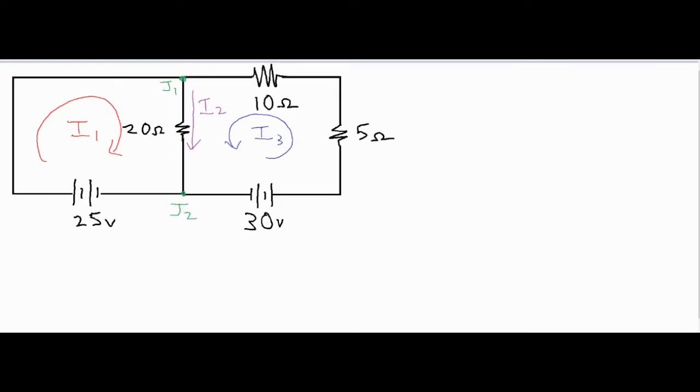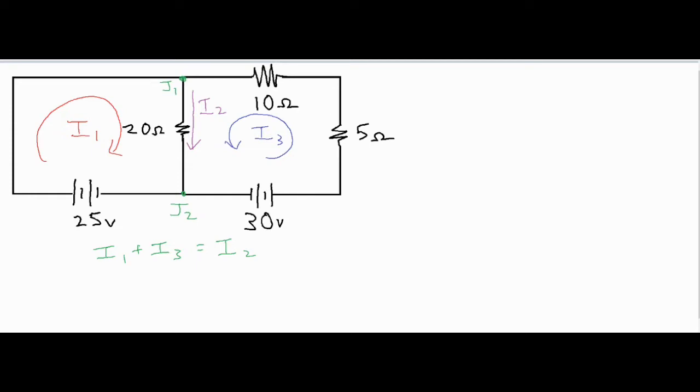And the junction rule says the sum of the currents going in to the junction is equal to the sum of the currents going out of the junction. So we have I1 going into junction 1 and I3 going into junction 1. So I'm going to go ahead and write I1 plus I3, and that equals I2. So I2 is the only current that is flowing out of this particular junction.